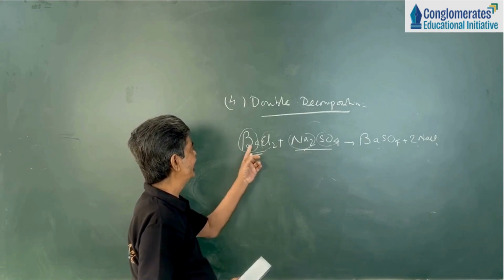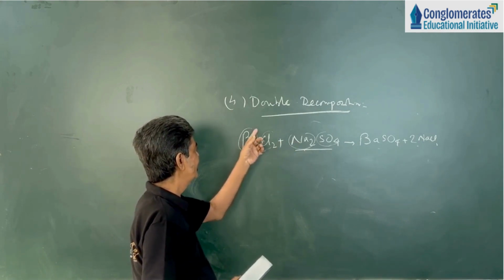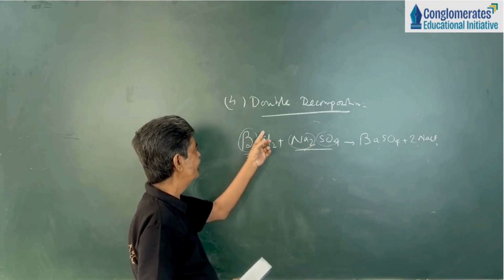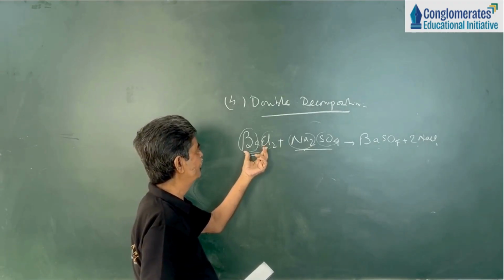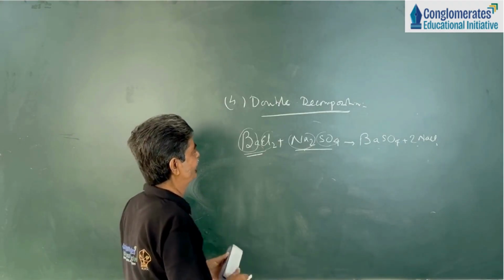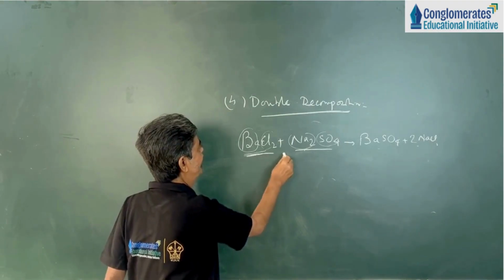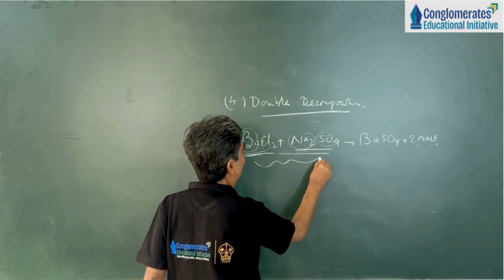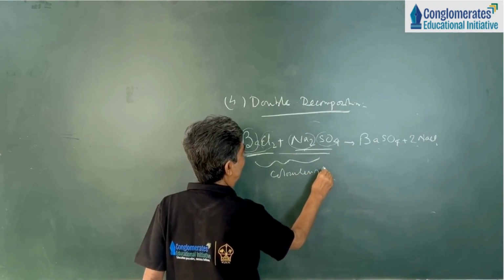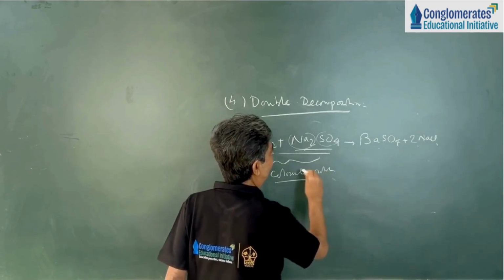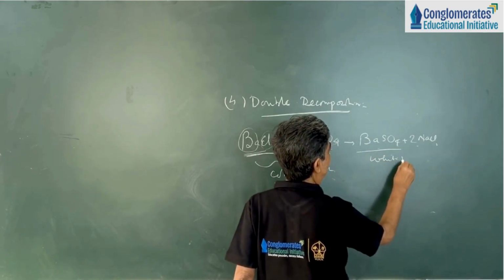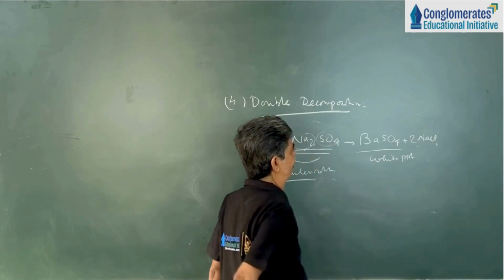Now sodium will take barium's place, and sulfate will take chloride's place. So barium sulfate will be obtained, and sodium chloride. They mutually exchange their positions, nothing more. But the interesting part is that barium chloride and sodium sulfate are both colorless solutions, and when they mix together, we get a white precipitate of barium sulfate.